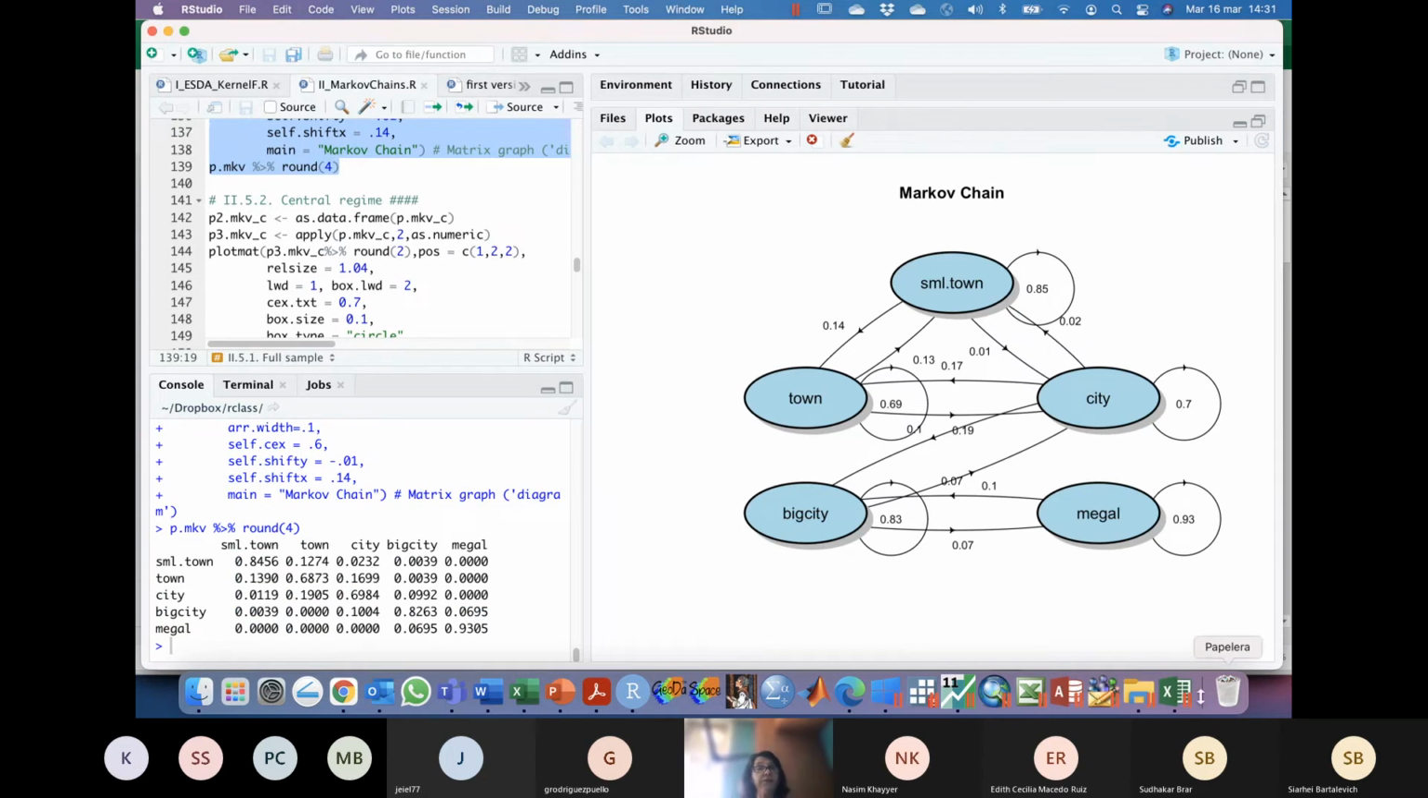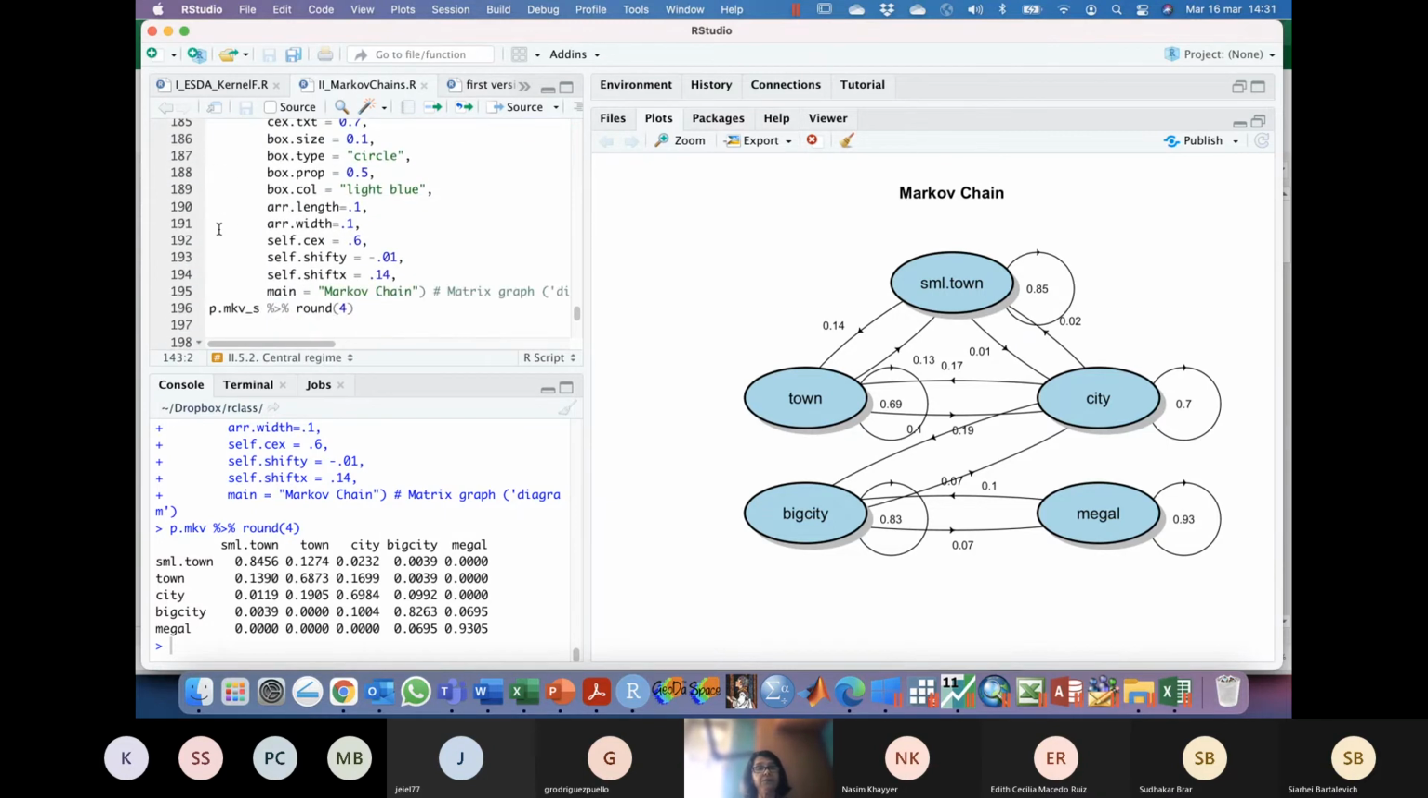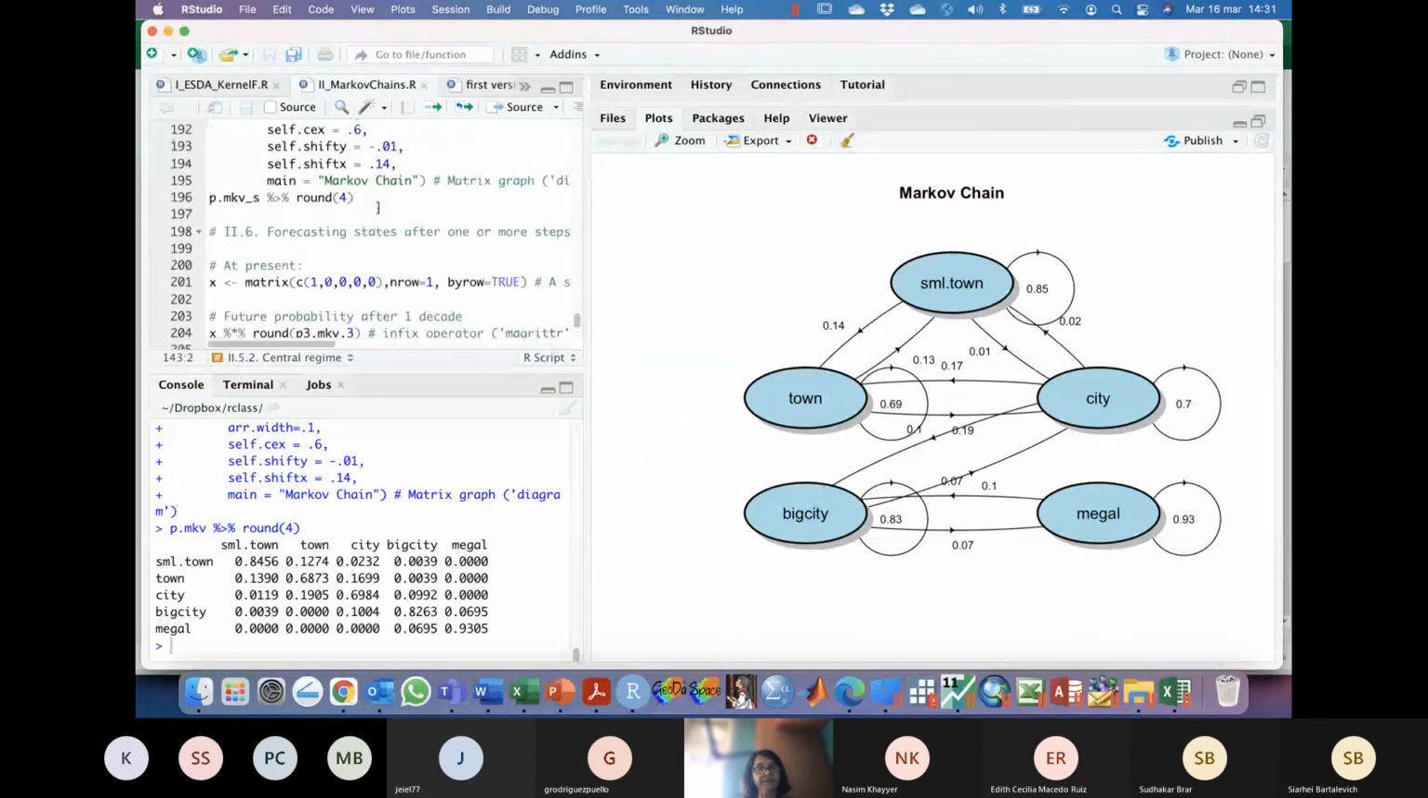There are not a lot of differences if you consider the whole country or the central regime, but you could have more differences considering the subsamples. This is the southern part of the country, this is the northern, this is the central, and this is the whole system.